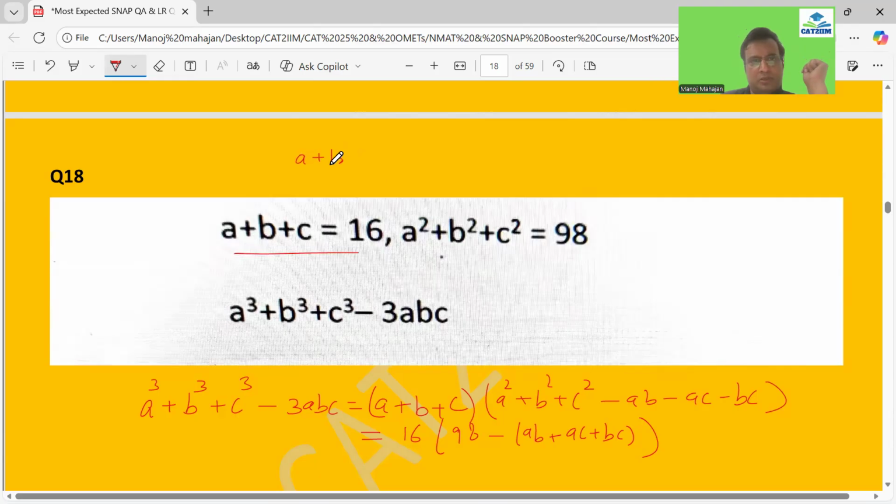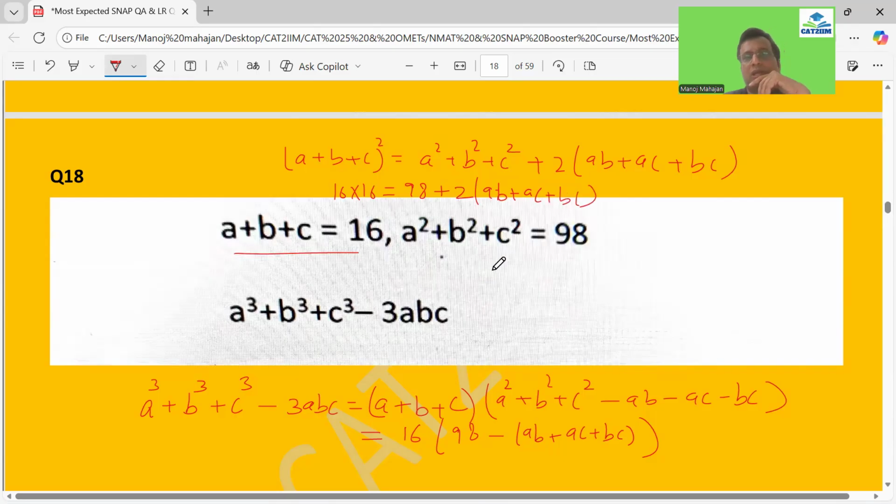So can I remember this stuff over here? a plus b plus c whole square is what? a square plus b square plus c square plus twice ab plus ac plus bc. So a plus b plus c whole square, we can easily get 16 into 16 out here. What is this? 98 plus twice of this. So you can get the value of ab plus ac plus bc from here. And if you substitute over here, you can get the answer. So the answer which is coming out is 304. You can check after doing the calculation.